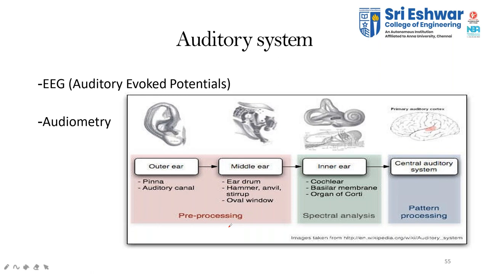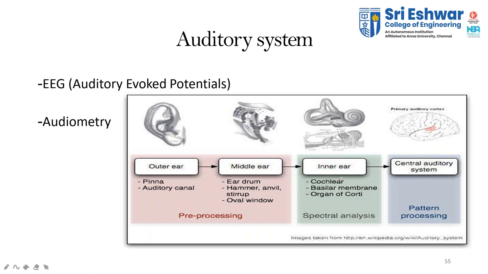Next, the pre-processing comprises the outer ear and middle ear. In the outer ear we get the signal, and in the middle ear we have the eardrum, hammer, anvil, stirrup, oval window. Inside your ear you will have all these things, and after that the sound gets to your inner ear.